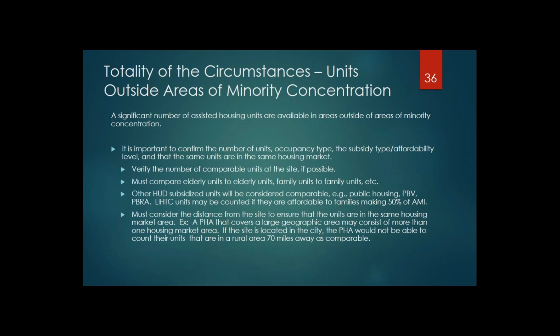For example, if a PHA is proposing to build a family project in an area of minority concentration, the reviewer must confirm that the comparable units they're citing are not in areas of concentration. They must confirm that these are also family units. They also need to confirm the number of units. So if they say we have 100 units at a project that's not in an area of minority concentration, you need to verify that number, whether it's 100 units, or maybe it's in fact 50 units or 125 units. It's important to do your homework as much as you can. I realize it's not always easy to find this information, but do as much research as you can to verify it.